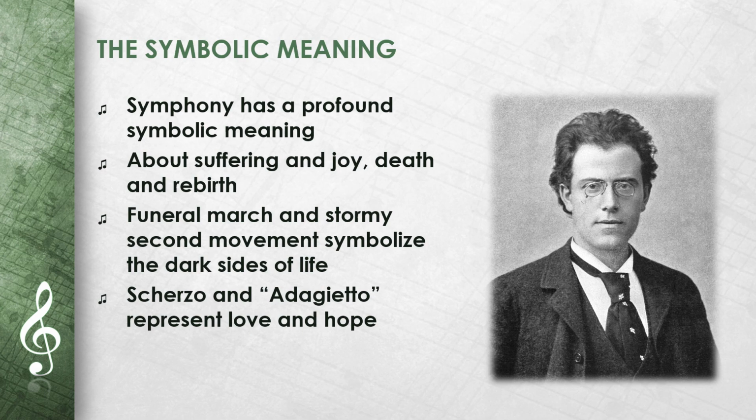The Symphony No. 5 has a profound symbolic meaning. It is about suffering and joy, death and rebirth. The Funeral March and the stormy second movement symbolize the dark sides of life. The Scherzo and the Adagietto represent love and hope. The finale represents the triumph of life. Mahler wanted to show a journey through human emotions with this symphony.